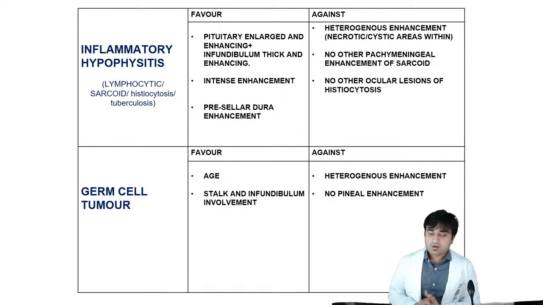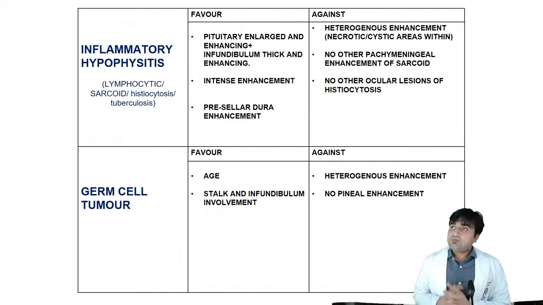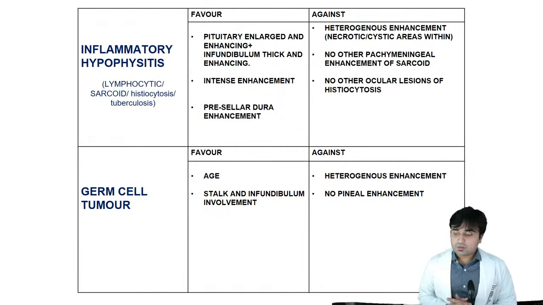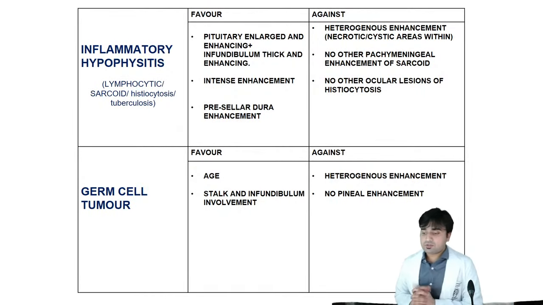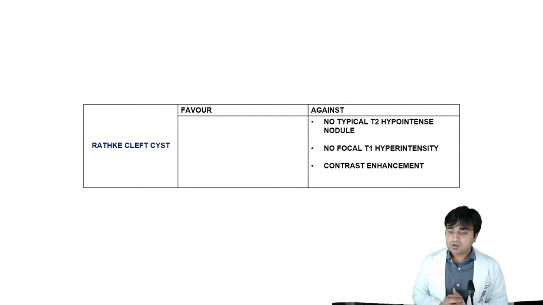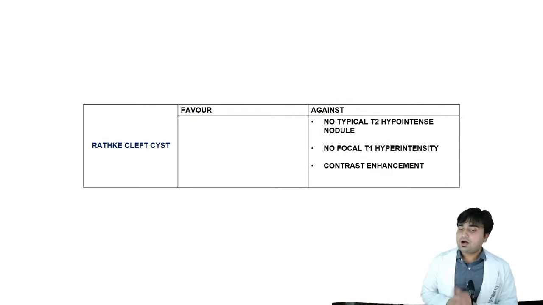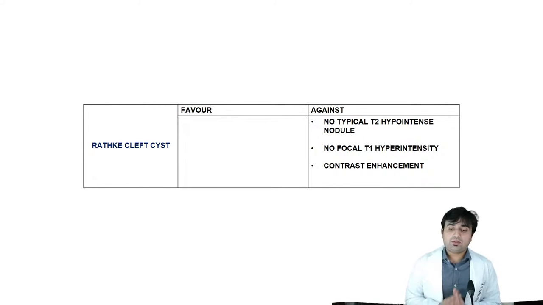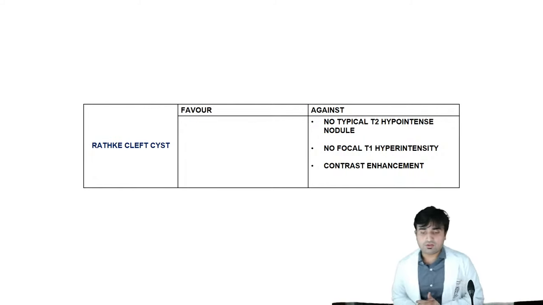At this age, another possibility, a very likely possibility, could have been that of a germ cell tumor, mainly because of the location of the areas involved, but absence of the pineal enhancement and heterogeneous enhancement stood against it. To complete the list, a very unlikely possibility for this lesion could have been that of a Rathke's cleft cyst due to reasons mentioned. Thank you.